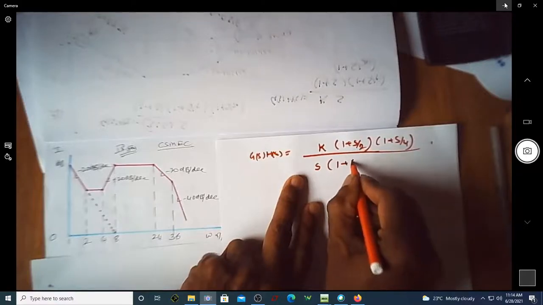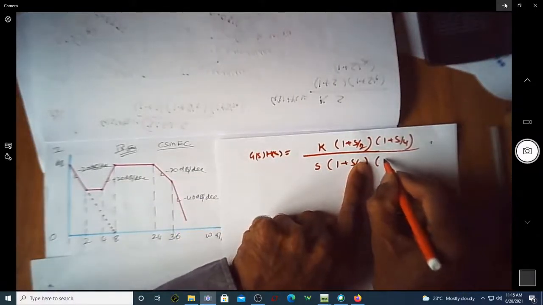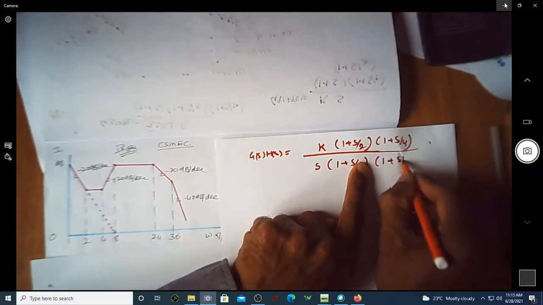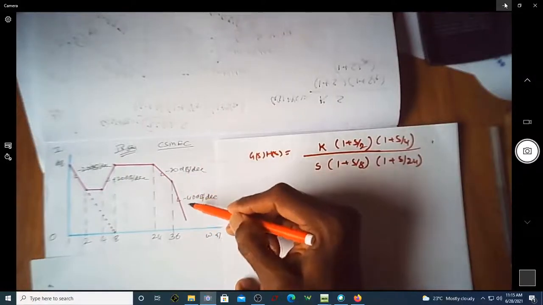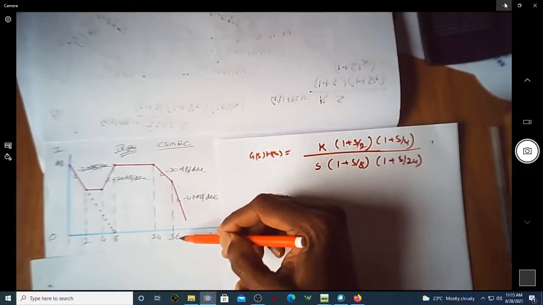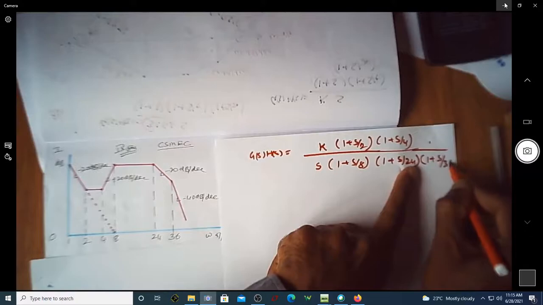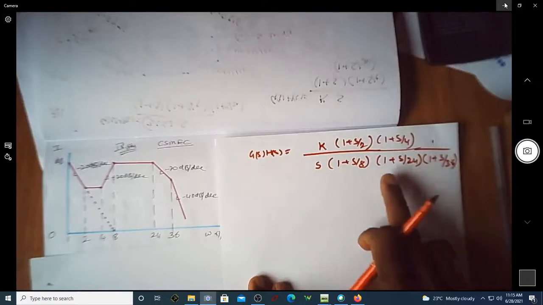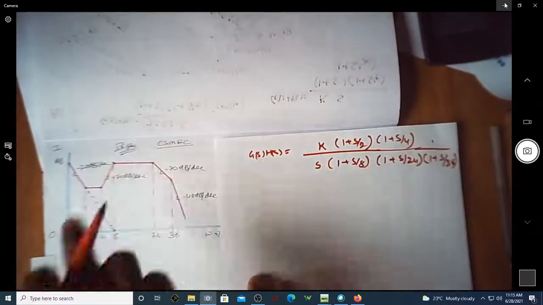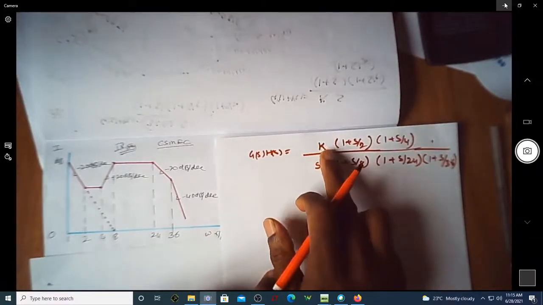So I can write 1 plus S by 8, and then there is a reduction in slope from 0 to minus 20 dB per decade at 24, meaning there is a pole at 24 radian per second, 1 plus S by 24, and the slope further decreases from minus 20 dB per decade to minus 40 dB per decade at 36 radian per second, meaning that there is one more pole at 36 radian. So we have 4 poles at appropriate positions, and then we have 2 zeros as per the change in the slope.